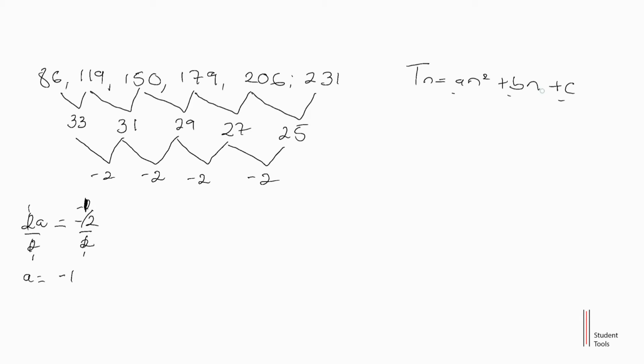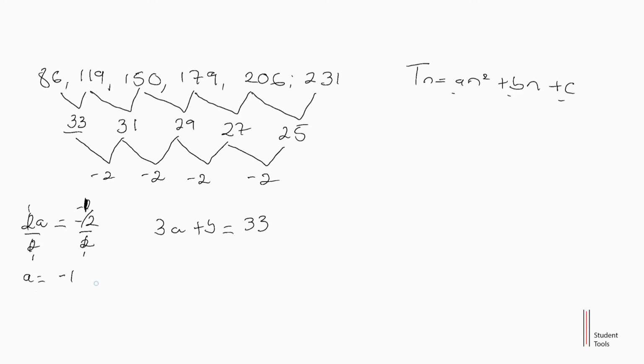Up next we have B. We have to get the value of B. So how do we get the value of B? With the value of B, we also have another formula which helps us get the value of B. So the value of B is given by a formula which says 3A plus B is equal to the first difference of the first differences. So that is 33 in this case. So it's equal to 33.